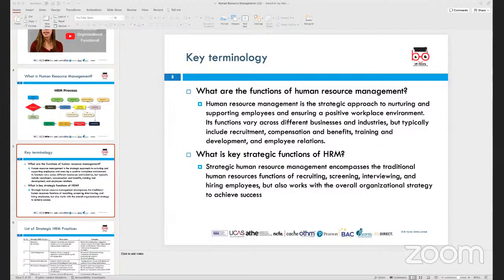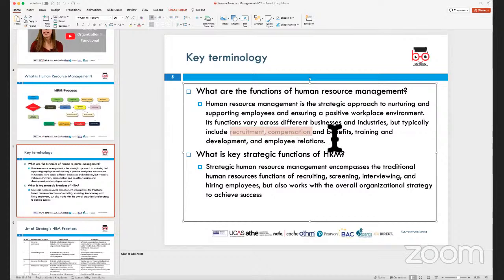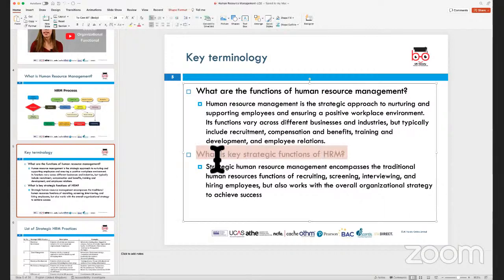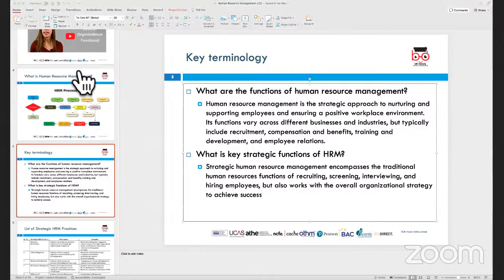But broadly, these functions would remain and revolve around recruitment, compensation, benefits, training, development, and employee relations. This is something that you will see in any organization, whether it has 10 employees, 15 employees, up to 5,000, maybe 50,000 employees. These would be the core functions that we see within most of the HR side of things. Now, when we talk about strategic functions, they typically tend to include the traditional functions, but with an overall objective of managing some of these things from a longer-term perspective.